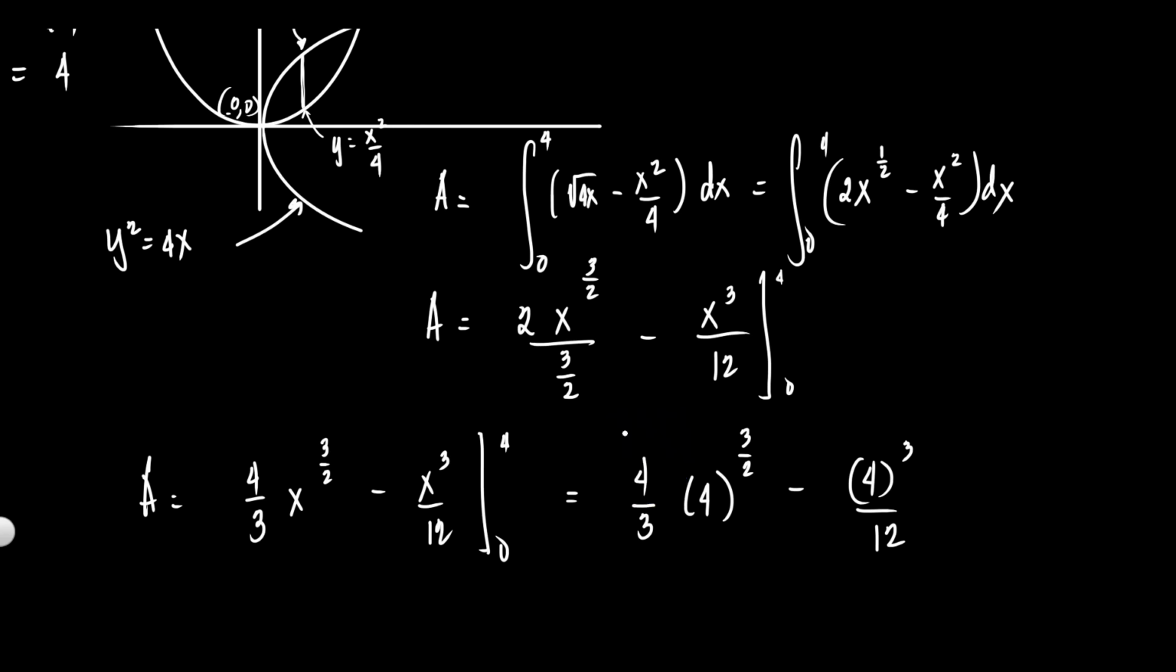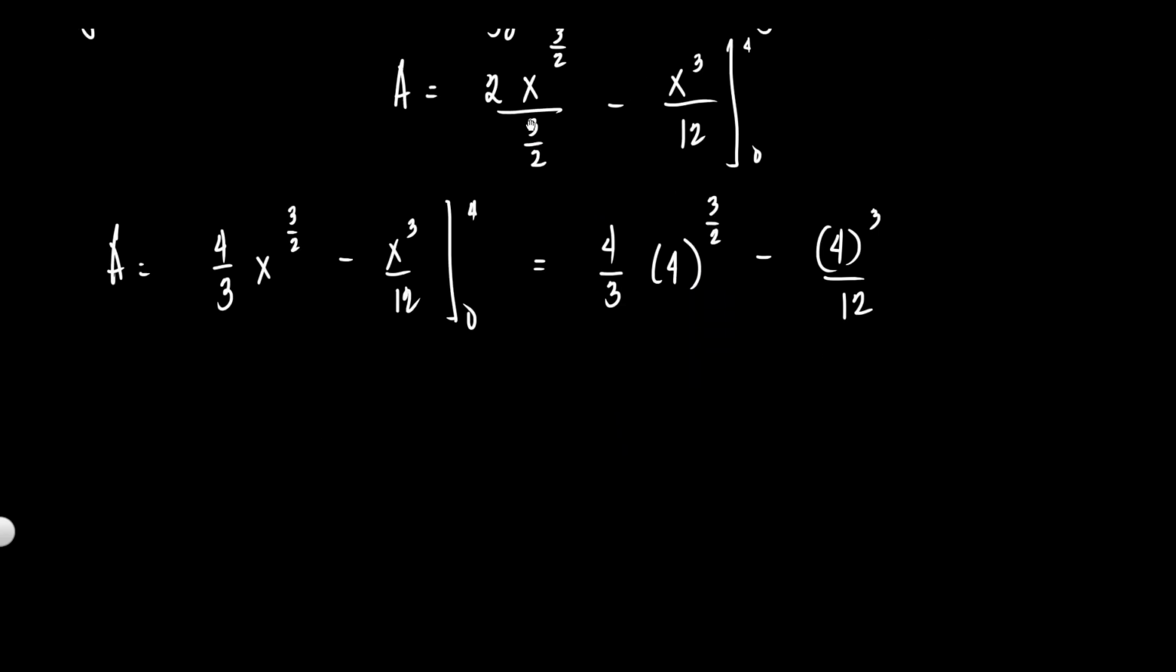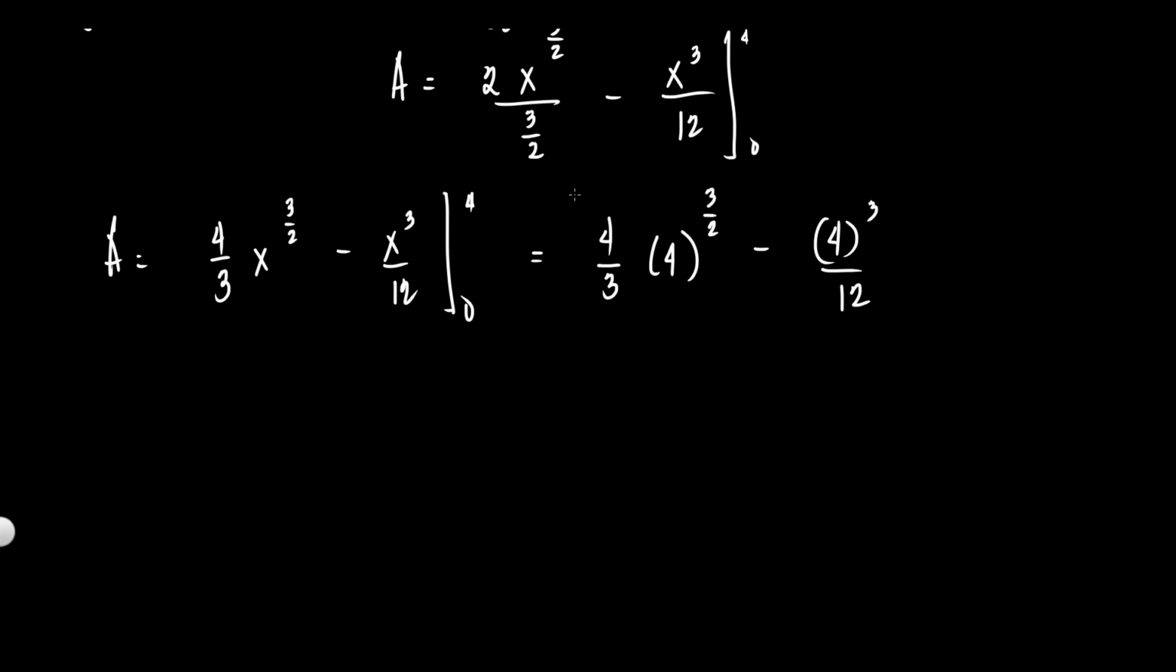Okay. So now, what is 4 raised to 3 over 2? So we have 32. Yeah, 32, no? So 32 times 4 over 3. So we have area is equal to, yes, 32 times 4. Yes, correct. Over 3 minus 4 times 4 times 4 is 64 over 12.